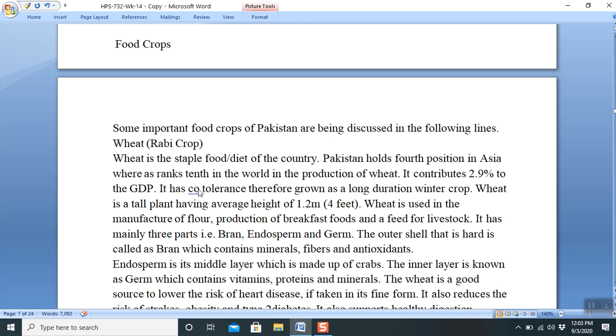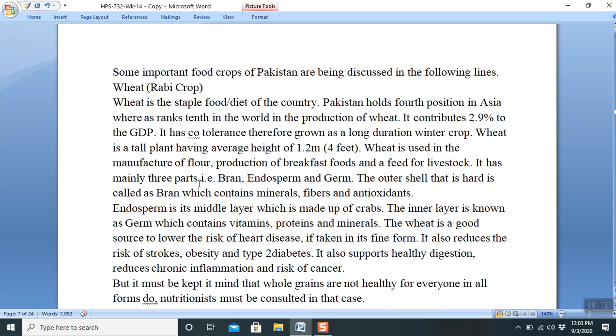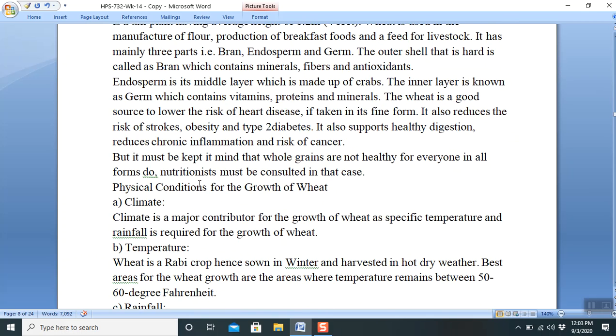Wheat is a tall plant having an average height of 1.2 meters. Wheat is used in the manufacture of flour, production of breakfast food, and feed for livestock, meaning bhusa. In these areas the feed is used. So gandam is really a very important part of our life.